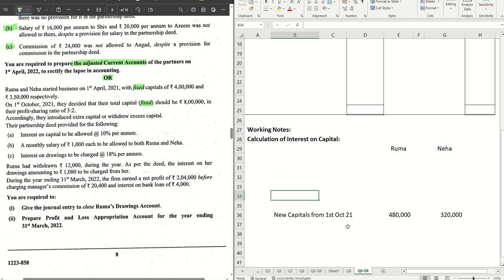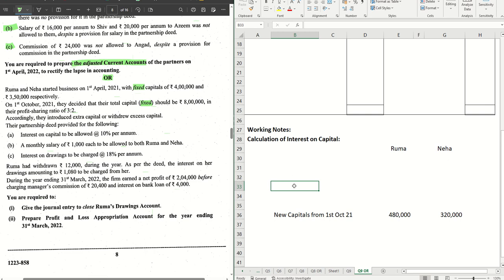And if you see here, the very next sentence talks about the interest on capital at the rate of 10% per annum. So let's calculate that. Any excess capital will be withdrawn, or any shortage in capital will be brought in by the partners. All right, so let's do the journal entry as well for that. We'll come to that one by one.